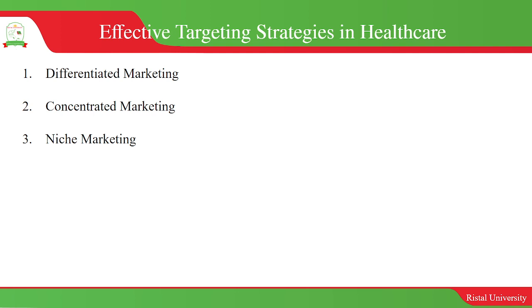So what strategies can you do in targeting? Remember, we have just said that you want a specific group. So what can you do? You can do what you call differentiated marketing, concentrated marketing, or niche marketing. So we're going to look at each of these.